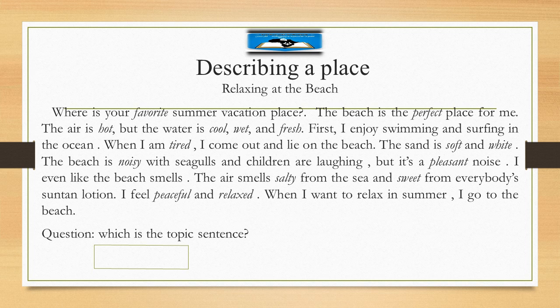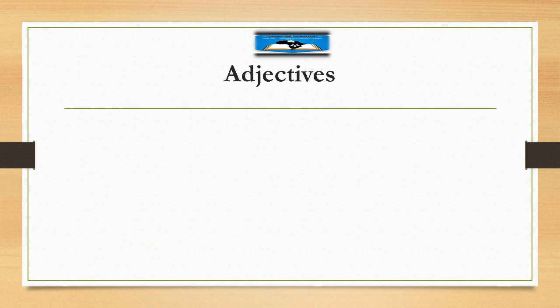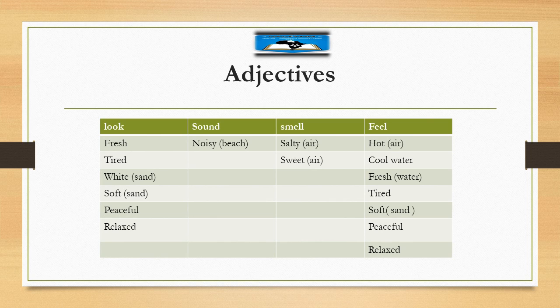So the question now is, which is the topic sentence? Can you tell what the topic sentence is here? Yes, it's number 2. The beach is the perfect place for me. And we already mentioned last time that usually the topic sentence is a statement and not a question. So what are the adjectives that he has used in the paragraph, and how can we classify them? Here we have classified them in terms of look, sound, smell, and feel. Of course here I'm classifying the way they are used in the paragraph. They may be used differently in different contexts.